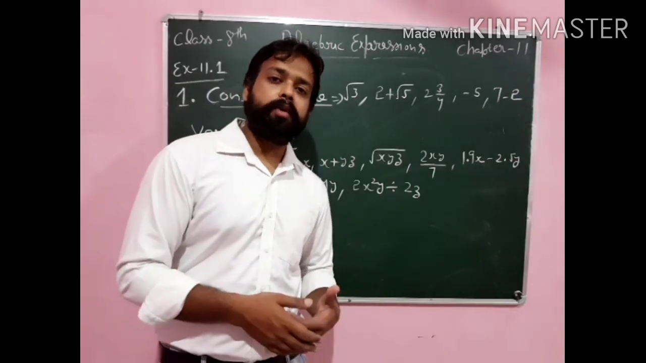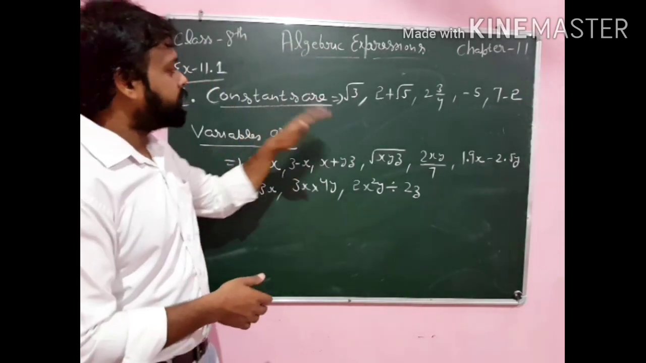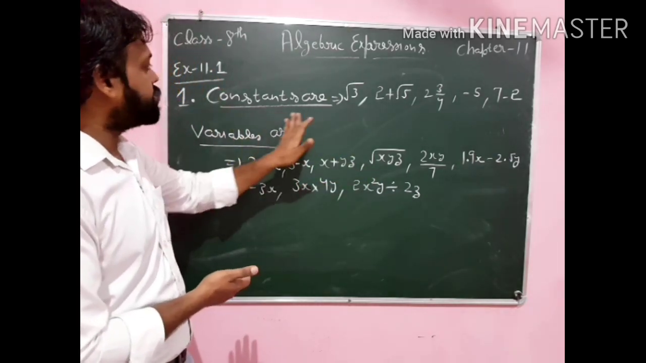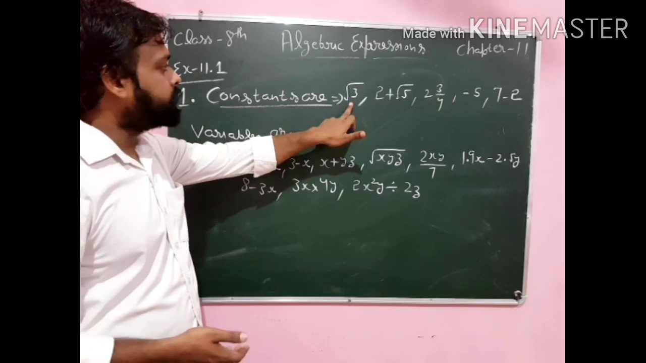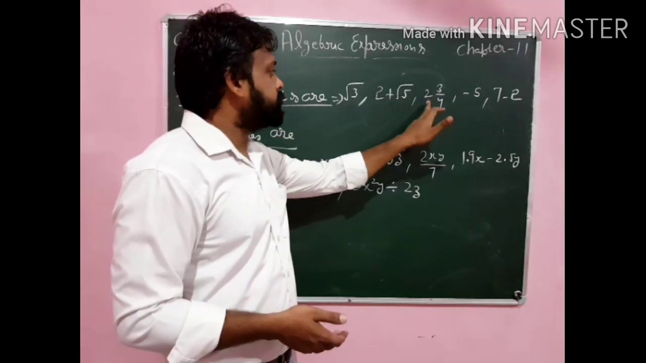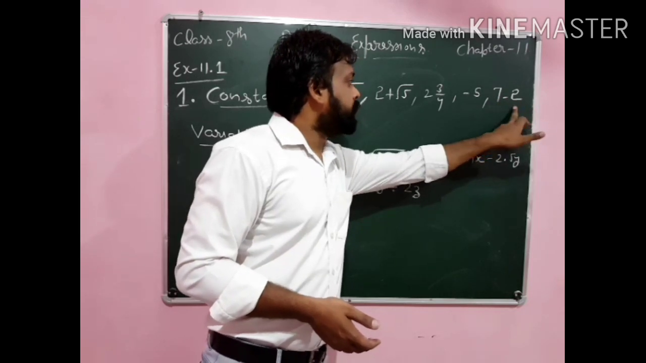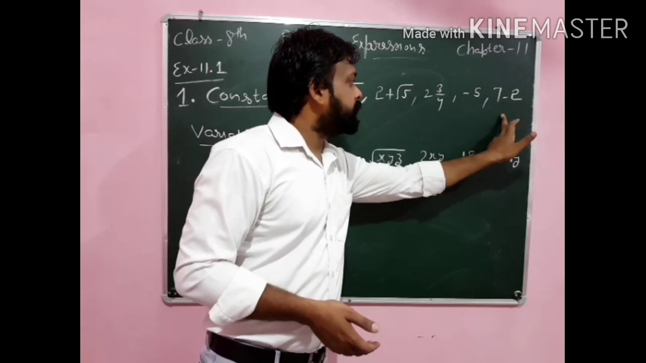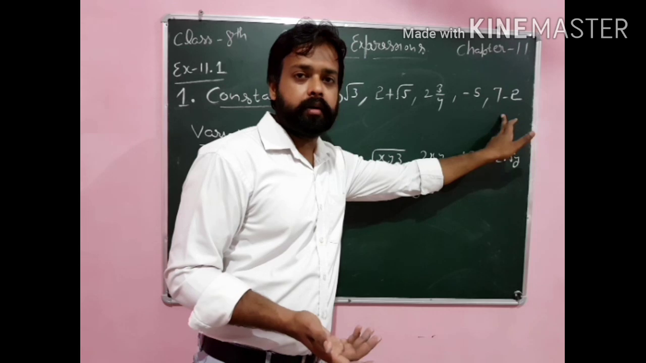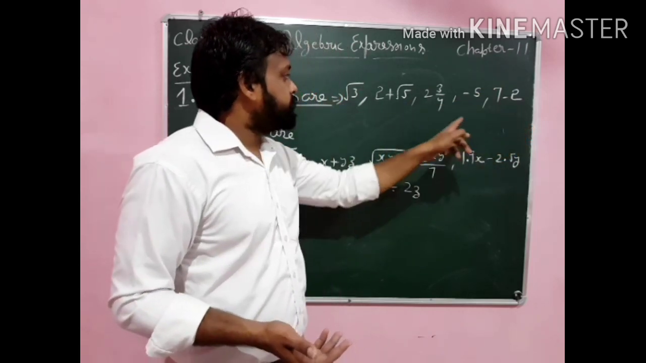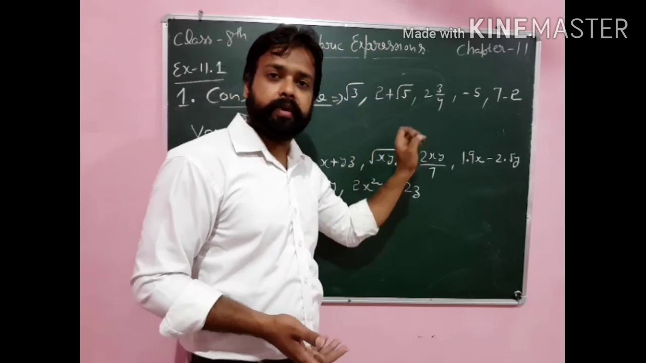So I solve the sum on the board. You can see I had already separated the constant values and the variable values. So first of all, the constant values are under 3, 2 plus under 5, 2, 3 by 4, minus 5, and this also, 7 minus 2, because 7 minus 2 will become 5, and 5 is a constant value, as I already explained. So all the numerical values are the constant values.